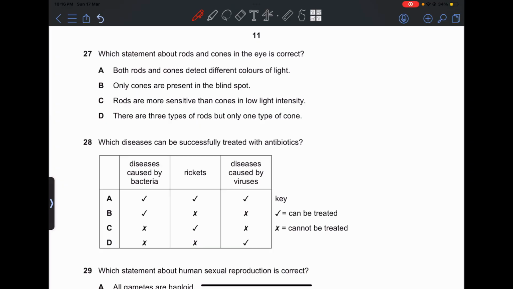You cannot see anything in that spot. C says rods are more sensitive than cones in low light intensity. This is correct. Rods actually help with your night vision, as I said, because they detect black and white vision. That's why when you are in the dark, you only see black and white, because your rods are working. So C is our answer.